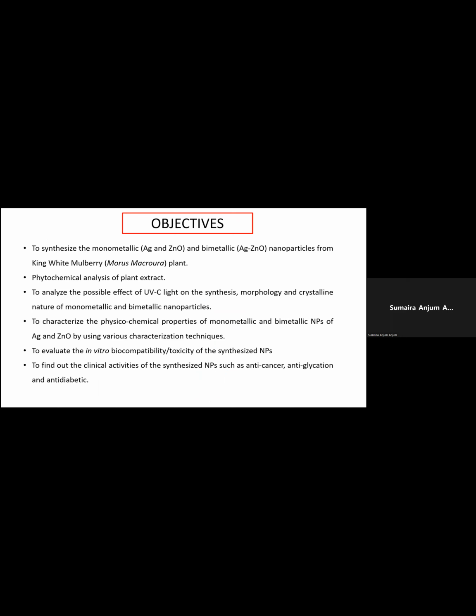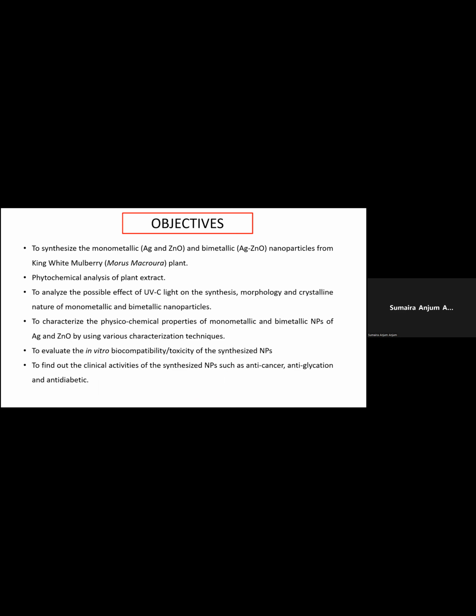First, to synthesize the monometallic and bimetallic nanoparticles. In monometallic, silver and zinc oxide, and in bimetallic, silver-zinc oxide nanoparticles were synthesized. Then we performed the phytochemical analysis of the plant extract, and after the controlled synthesis of the metallic and bimetallic nanoparticles, we evaluated the possible effect of UVC radiation on the synthesis, and obviously on the morphology, crystalline nature, and other physiognomes of these monometallic and bimetallic nanoparticles.